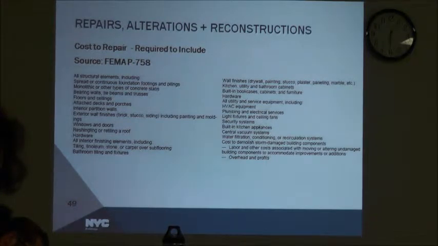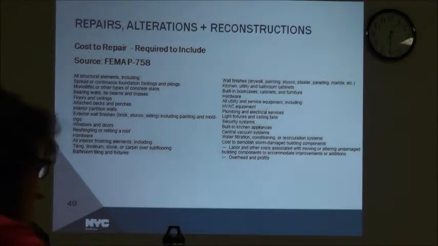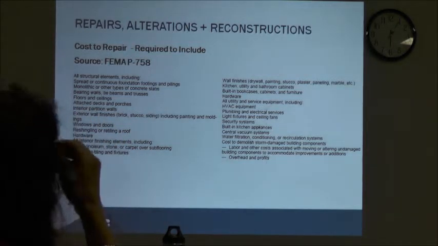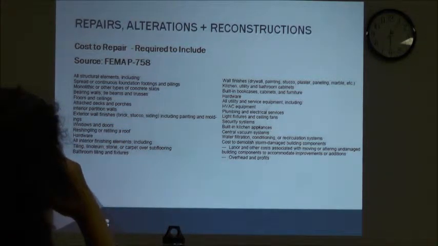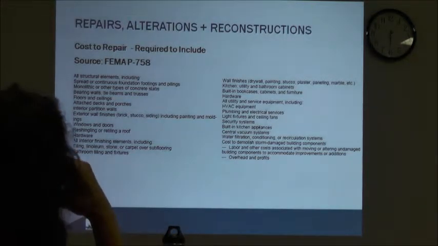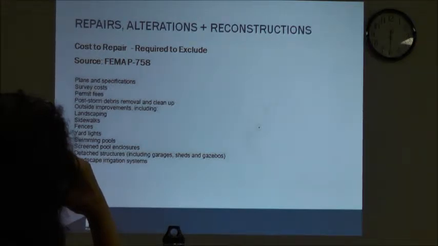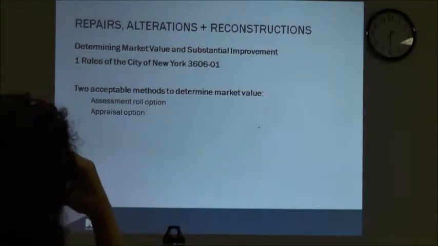These are all the things that are included in the calculation of repair costs. Whenever an application is filed with the Department of Buildings, if it exceeds $40,000, the Department of Buildings is going to require cost calculations to substantiate whether the building is substantially improved or not, or substantially damaged or not. Based on those calculations, we'll determine what the requirements are. These are the type of things that could be excluded: plan specifications, survey costs, permit fees. This is all contained in FEMA's Substantial Improvement/Substantial Damage Desk Reference Guide.